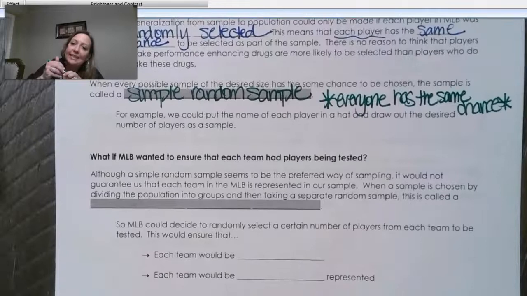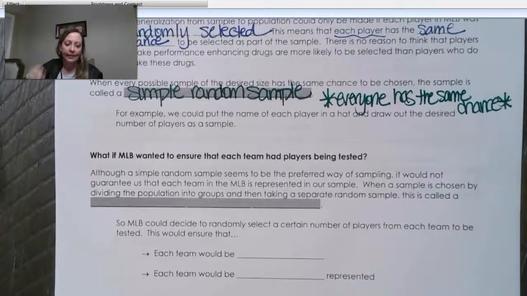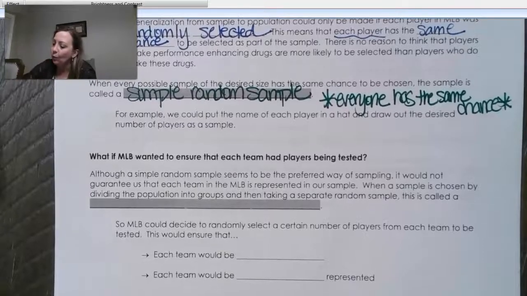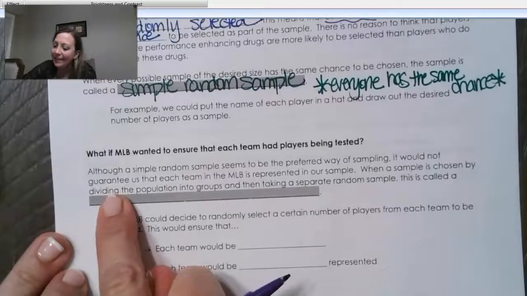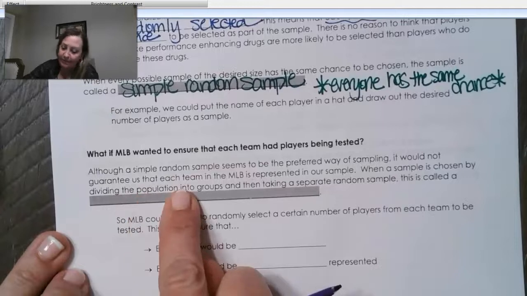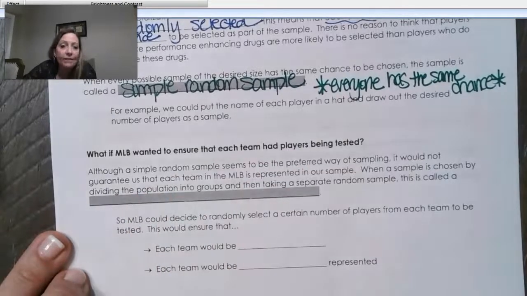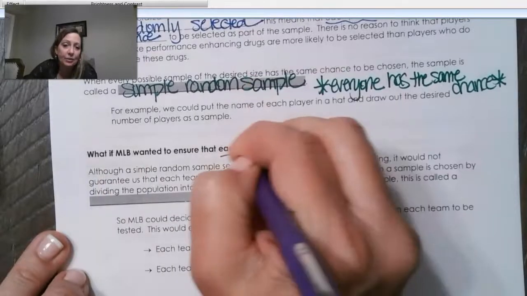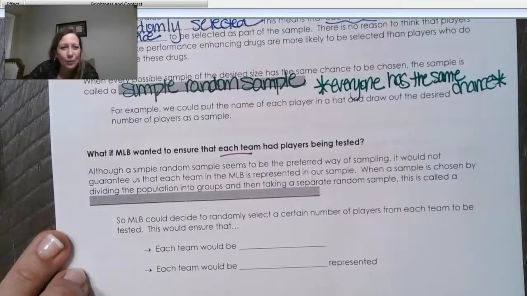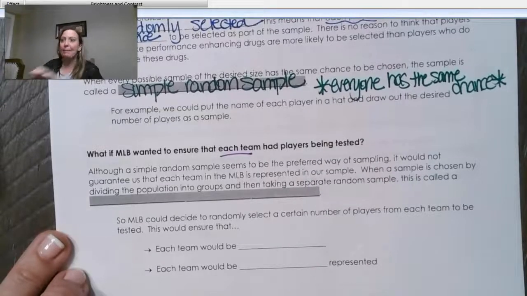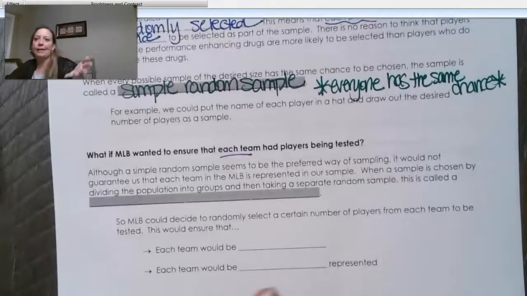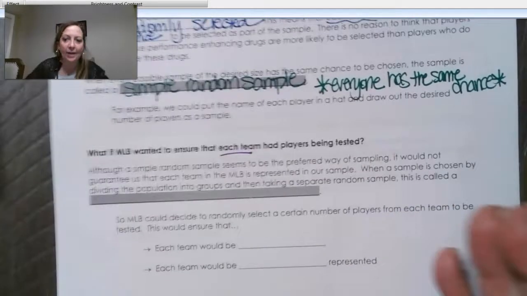Now, the thing is that even though a simple random sample seems to be the preferred way of sampling, it wouldn't guarantee that each team in the MLB is represented. So what if the MLB wanted to ensure that each team had players being tested? Again, a simple random sample might not do that because maybe for whatever reason, the sampling that we do didn't count any of the Tigers, for example, okay?